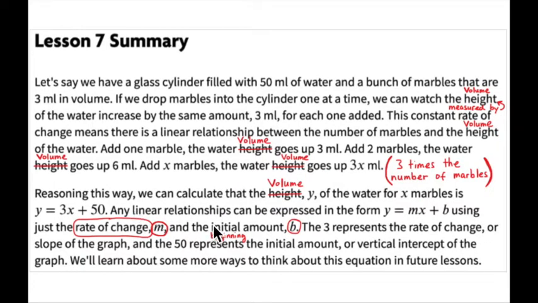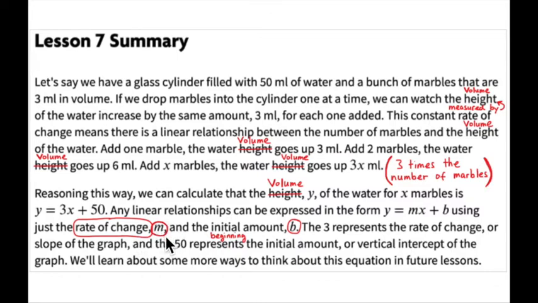As we look at this, the volume, which is y of the water for x marbles, is y equals 3 times the number of marbles plus the beginning amount of 50 milliliters. Now in the activity we used 60 milliliters, but in this particular explanation they're going to use 50 milliliters. Any linear relationship can be expressed in the form y equals mx plus b, and we're going to get to why that's an m there, and why that's a b there, using just the rate of change, which is m.